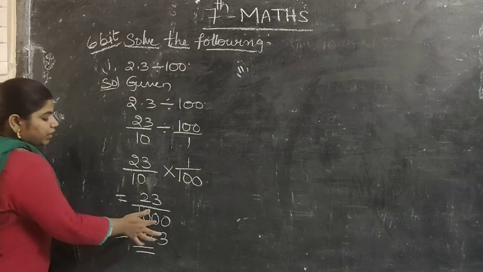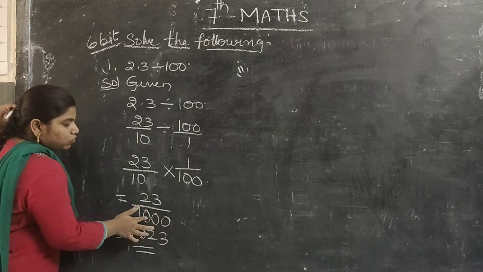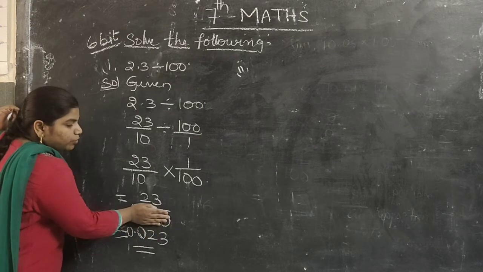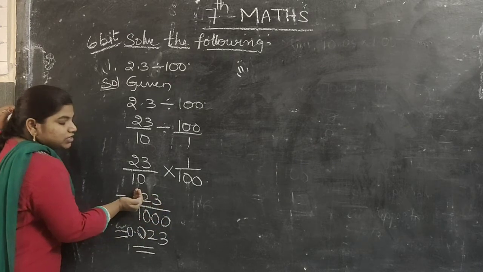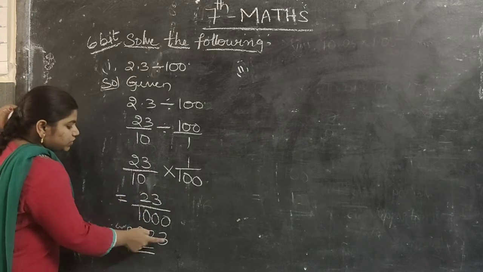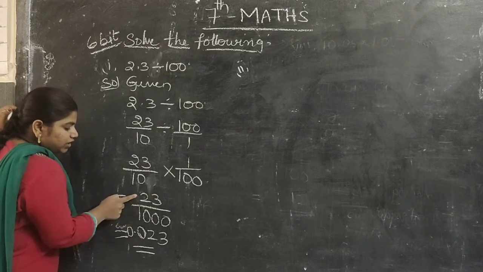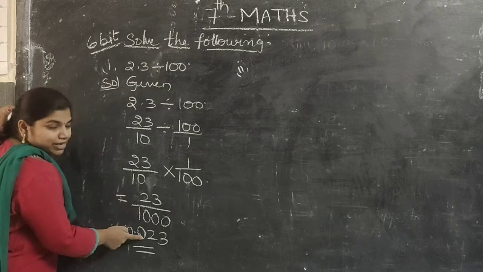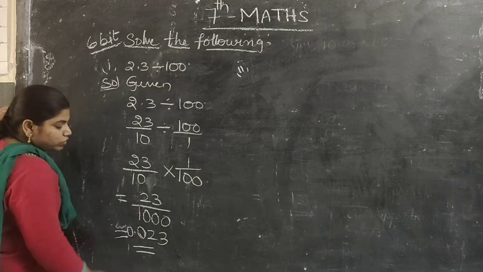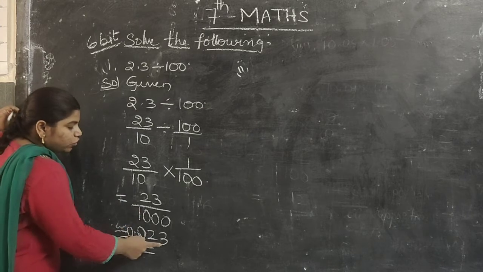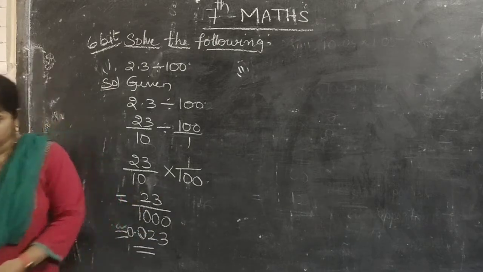So this 23 by 1000 we are converting into decimal form. How to convert? In the denominator you have 3 zeros. So if you want to remove this denominator, after 3 digits you have to keep a point. First digit, second digit, third digit, you don't have anything, so I am taking it as 0.0. So what is the result here? 0.023.